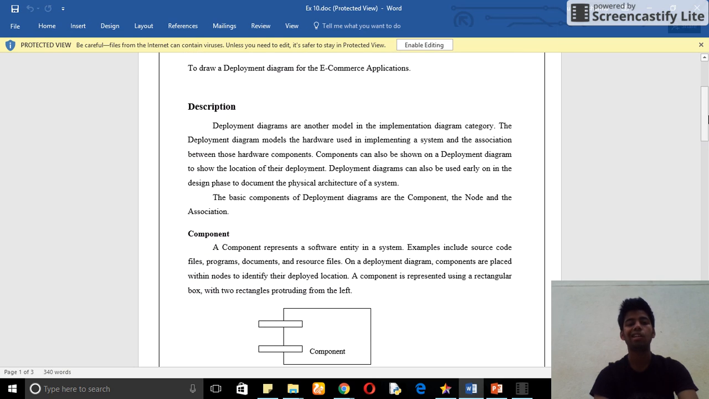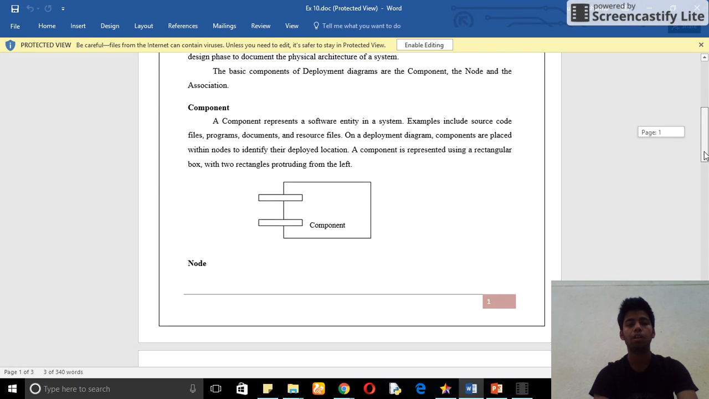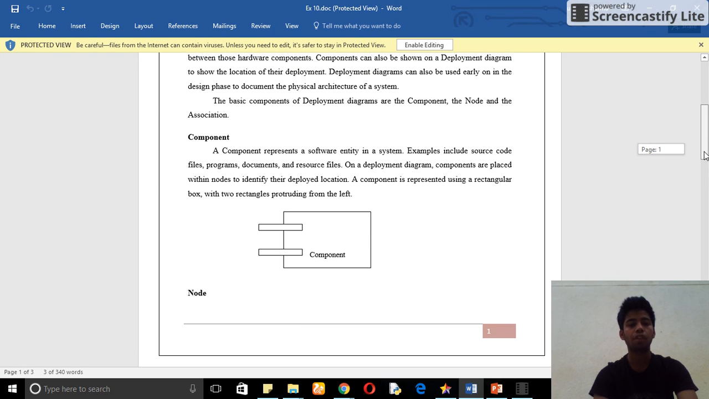So, I will tell you some description about the deployment diagram. The deployment diagram is another model in the implementation diagram category. The deployment diagram model is used to implement the hardware system and the association between the hardware system and the components of the deployment diagram, to show the location of their deployment.